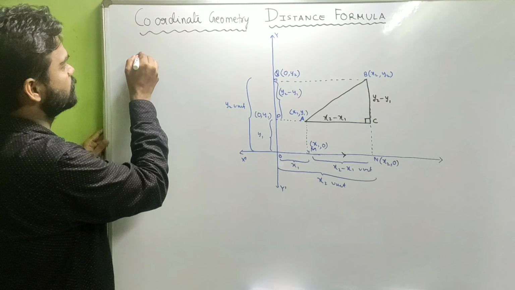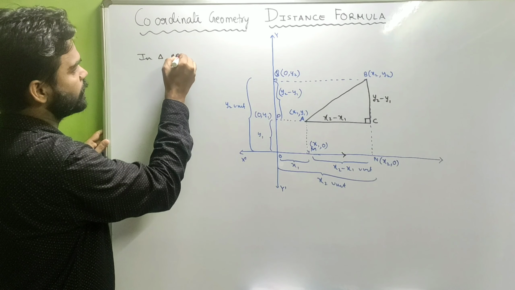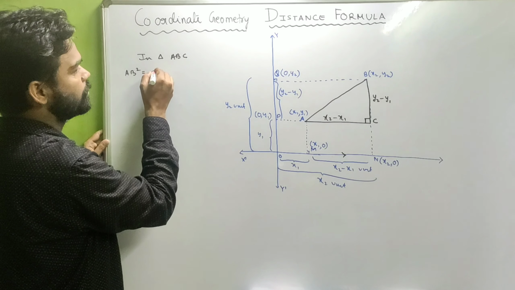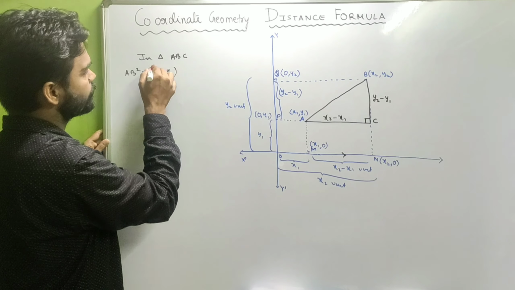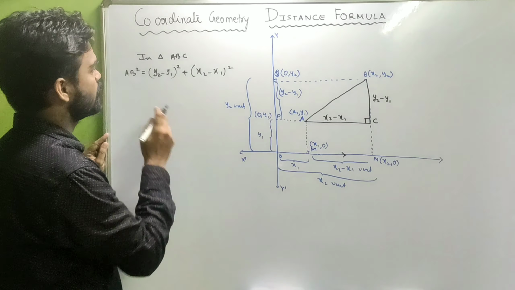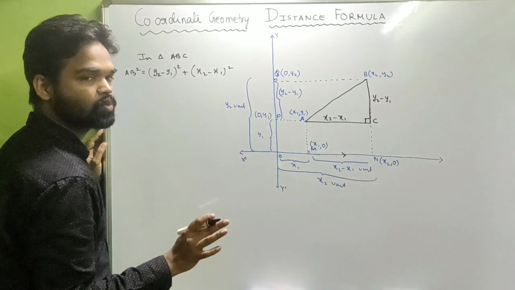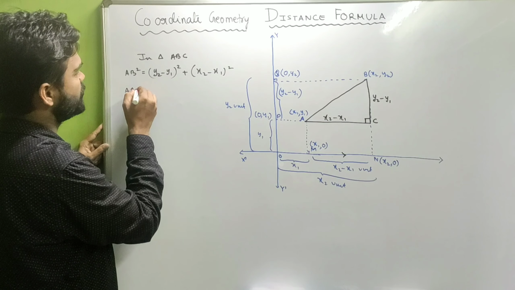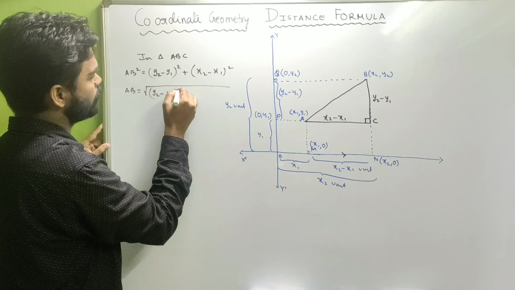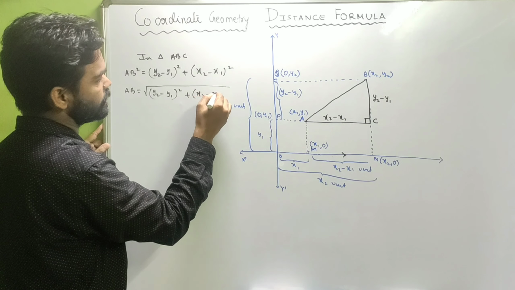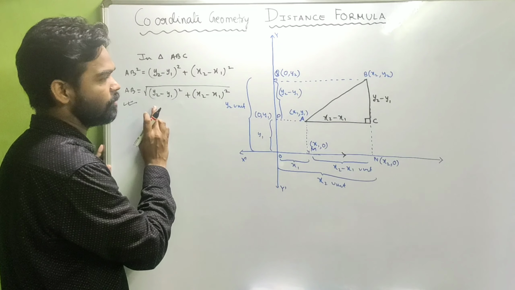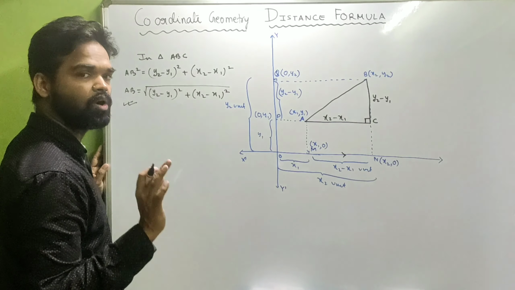Now in triangle ABC, the hypotenuse square, AB square, is equal to perpendicular square plus the base square. Am I clear? AB square equals BC square plus AC square. So AB will be the root of (y2 minus y1) whole square plus (x2 minus x1) whole square. And this is your distance formula. This is the formula to calculate the distance between 2 points in a coordinate plane.